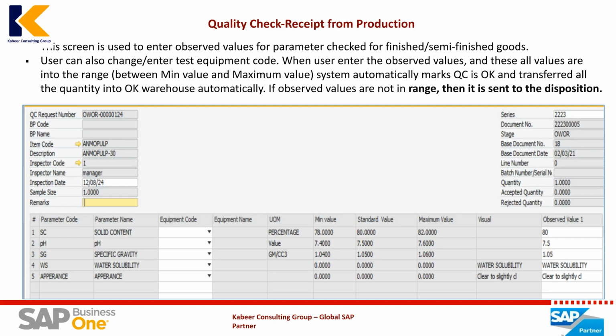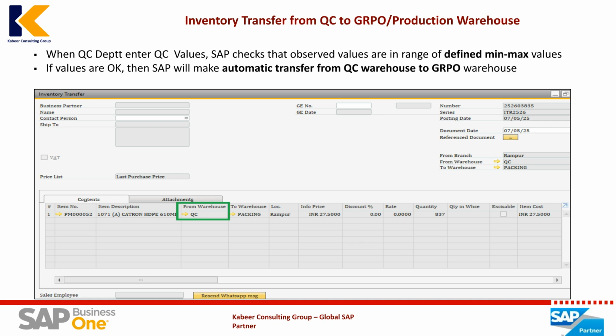The Quality Check Receipt from Production screen is used to enter observed values for finished or semi-finished goods parameters. Similar to GRPO, if values are within range, QC is OK and quantity is transferred. Out-of-range items are sent for disposition. When the QC department confirms that observed values are within the defined range, SAP automatically creates an inventory transfer from the QC warehouse to the main warehouse.